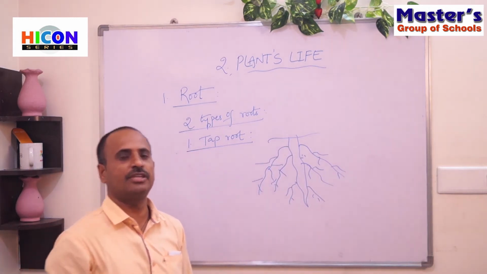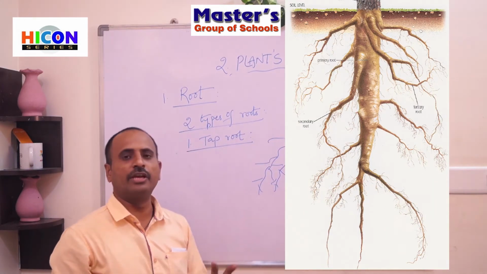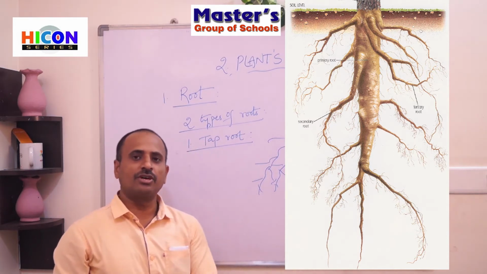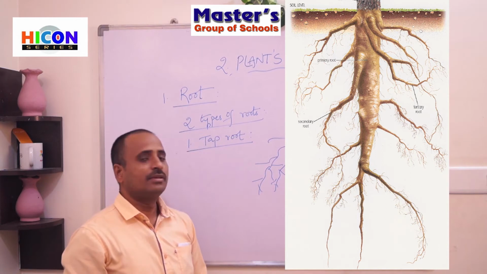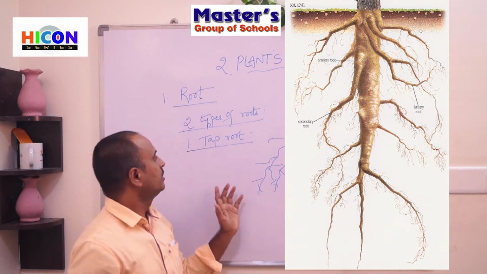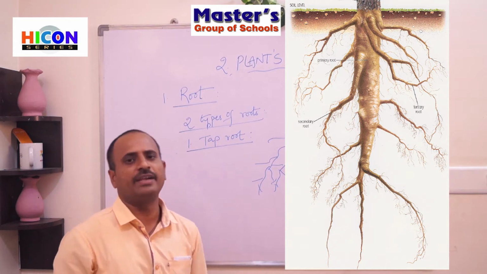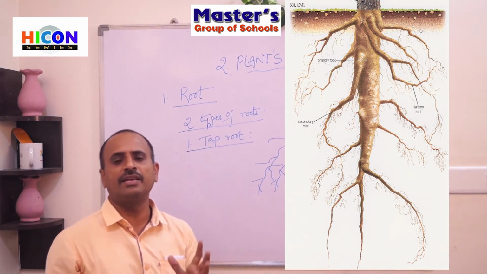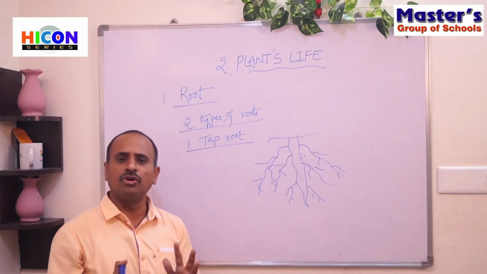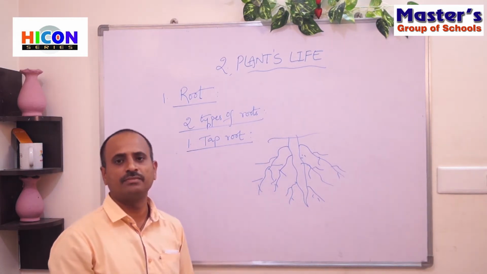So children, look at the picture. In the picture, you are observing the taproot. If you observe the taproot carefully, there will be a main root in the middle. That is called the main root, and some thin roots will grow from the main root. This type of root is called taproot. Most of the plants like mango trees, banyan trees, neem trees, hibiscus, mustard, most of the plants we observe in our daily life have a taproot system.